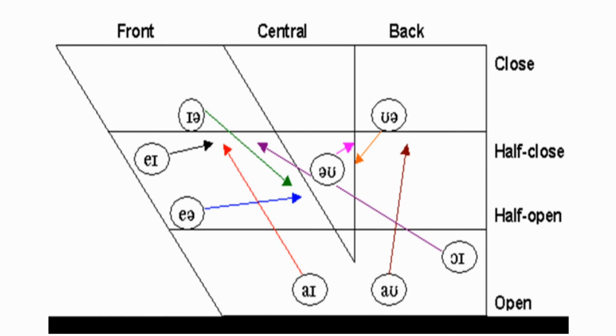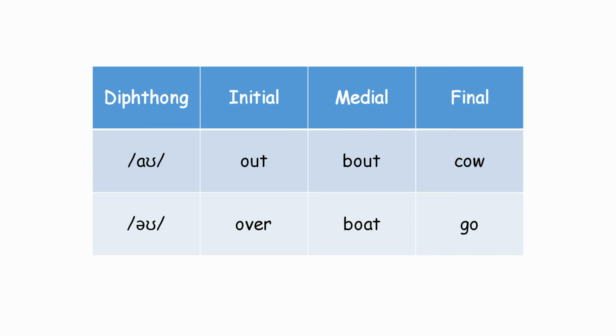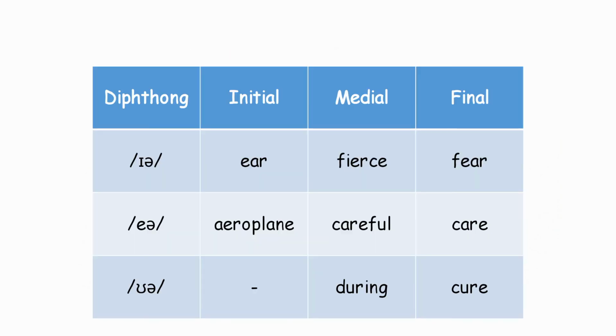Okay, let's see its examples. Yeah, ear, first one. This happens initially, medially, and finally. Initially, it happens in words such as EAR. It is ear. People used to say this one as ear. No. Ear.